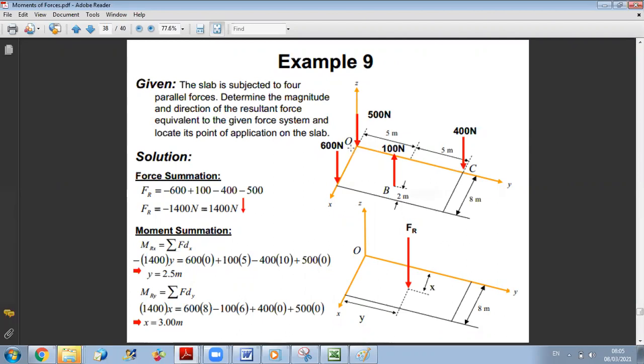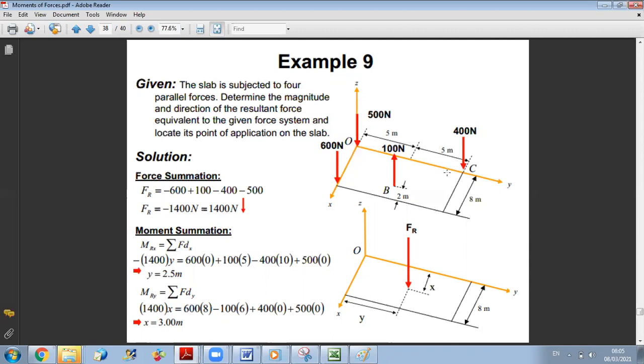Because all forces are in z direction, you can be sure that you can reduce your system to a single force. Why? Because we will see that now these forces cannot produce a moment about z. They can only produce moments about x and y.